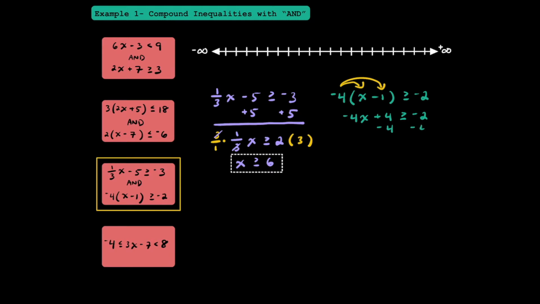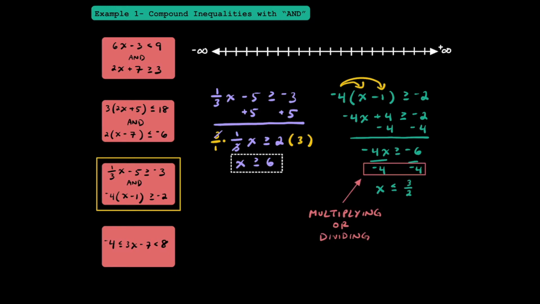Subtracting 4 from both sides here, 4 minus 4 is going to be 0, so we'll be left with negative 4x is greater than or equal to negative 6. Dividing both sides by negative 4 here, negative 4 divided by negative 4 is just going to be 1, so we're left with 1x, and this is going to be less than or equal to positive 3 over 2. It's important to remember that when multiplying or dividing an inequality by a negative number, it's technically going to flip the inequality the other way. Make sure you pay attention to the change of inequalities here. Any values that are less than or equal to 3 over 2 will satisfy this inequality.